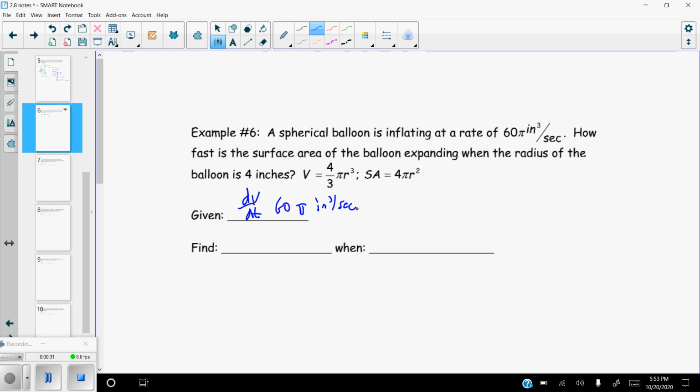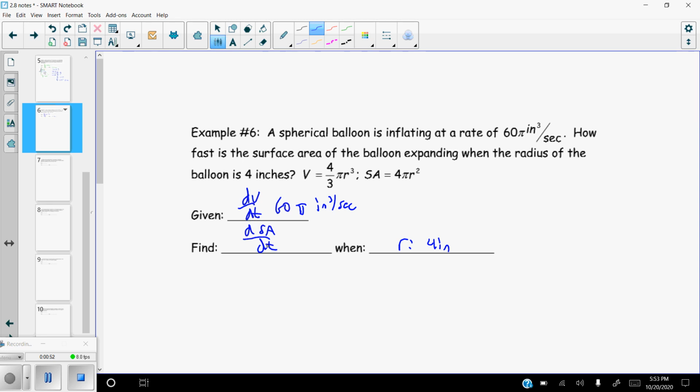How fast is the surface area of the balloon expanding when the radius of the balloon is 4 inches? Well, they gave us the when, the radius is 4 inches. They want to know how fast the surface area of the balloon is expanding. So we want to know what the change of the surface area of the balloon is over time.